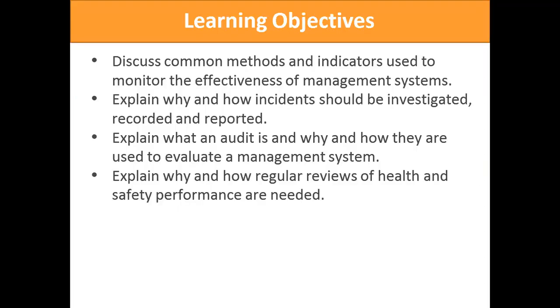So, the learning objectives: discuss common methods and indicators used to monitor the effectiveness of the health and safety management system. We will discuss these methods. Then explain why and how incidents should be investigated, recorded, and reported. We will also study accident investigation, records and reports. Explain what an audit is and why and how audits are used to evaluate management systems.